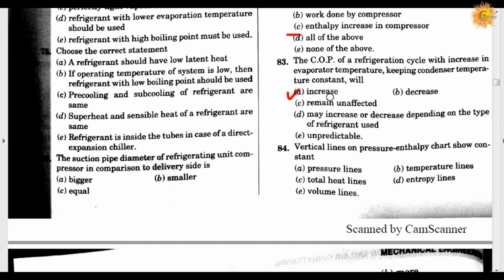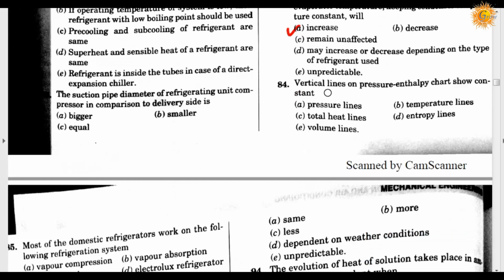Question 84. Vertical lines on pressure enthalpy chart show constant: option A, pressure lines, option B, temperature lines, option C, total heat lines, option D, entropy lines, option E, volume lines. So the correct answer is C, constant total heat lines.